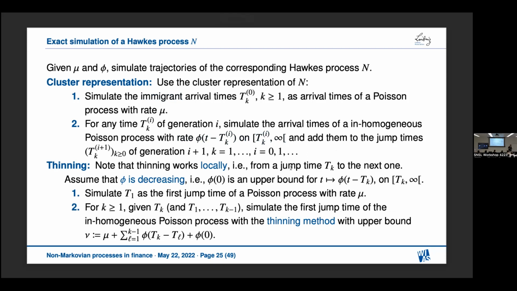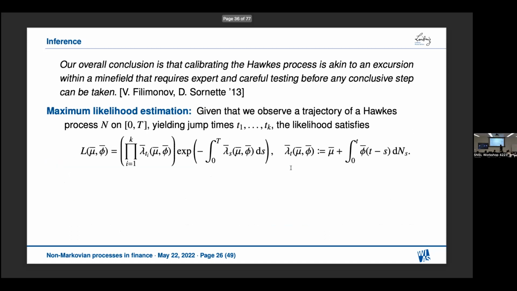I mean, what you really need is an upper bound for the intensity, a conditional upper bound of the intensity until the next jump time. And I cannot even think of why you would not want the decreasing kernel, but even for a kernel which is not necessarily decreasing, if you know such an upper bound, it works. And if you don't, then it's probably unstable anyway. I mean, if it just increases, you know. Anyway.